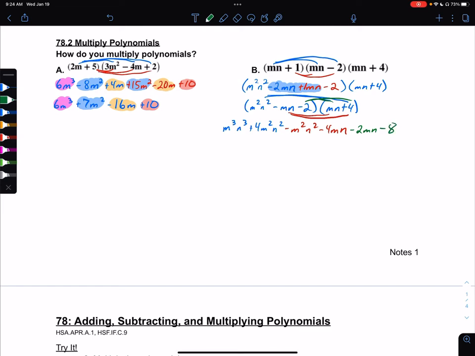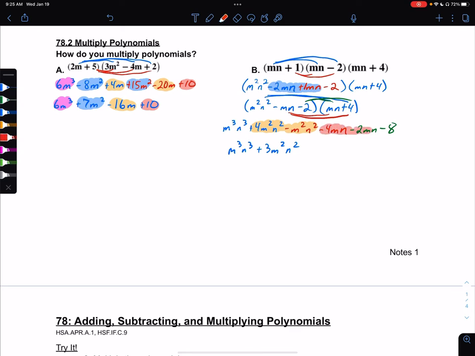Okay. And then your final step from here is just to combine like terms. You always want to check like terms before you move on. So m cubed n cubed, there's nothing else to the power of 3, so that's just going to drop down. I do have 4m squared n squared and negative m squared n squared, so those are like terms. So that'll be 4 minus 1, which is just a positive 3m squared n squared. Keep in mind when you're adding or subtracting, or combining those like terms, the exponents do not change. When we were multiplying, we did have to do something with the exponents.